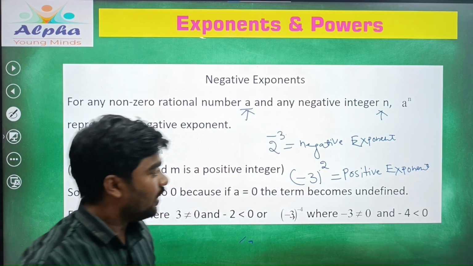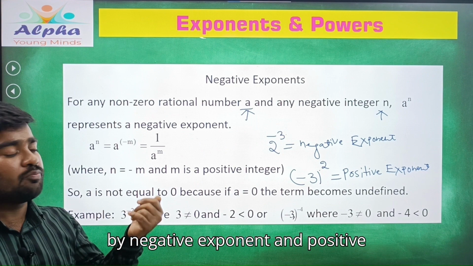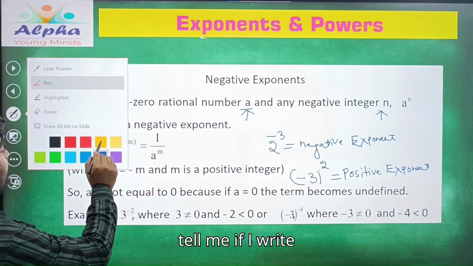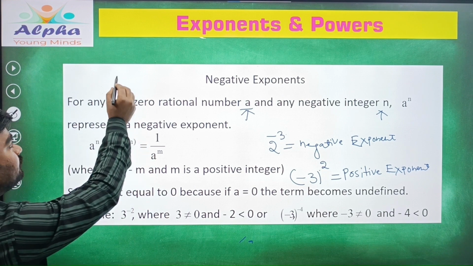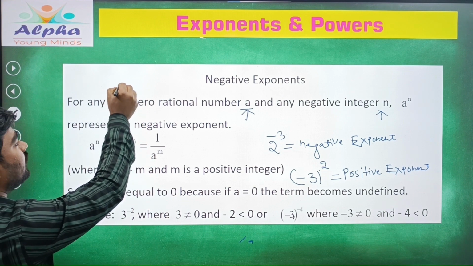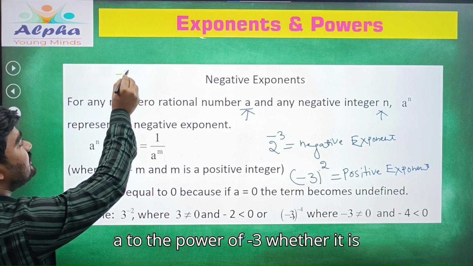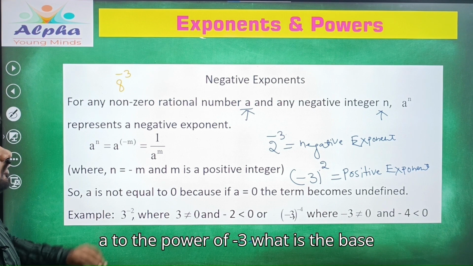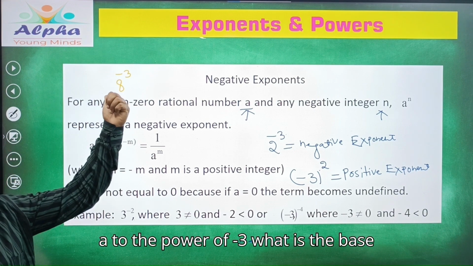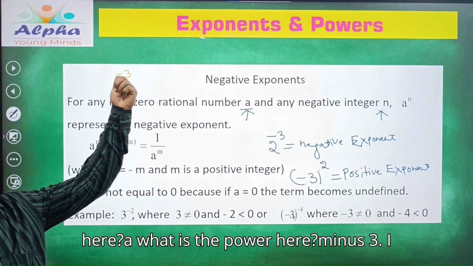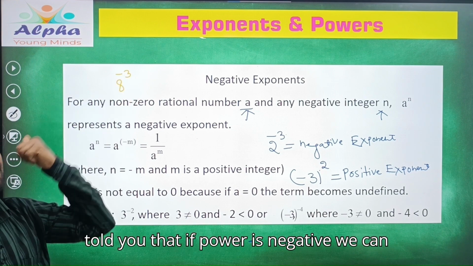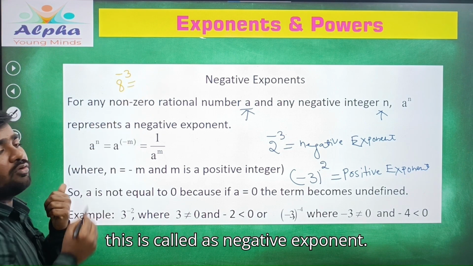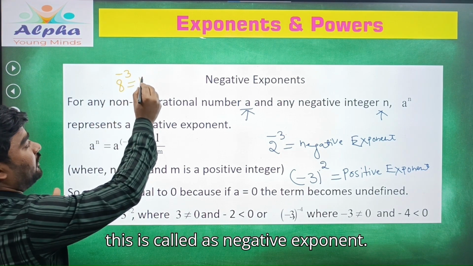I hope you got clarity on what is meant by negative exponent and positive exponent. Can I ask a few questions? Can you tell me, if I write a to the power of minus 3, whether it is positive or negative? What is the base here? a. What is the power here? Minus 3. I told you that if the power is negative, we call it a negative exponent.